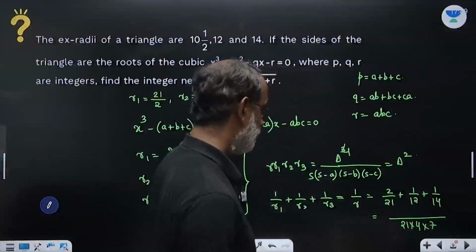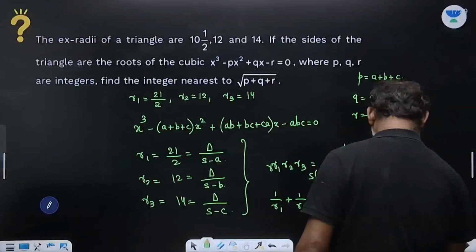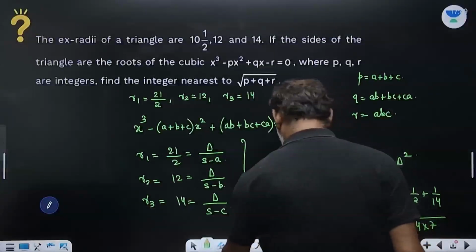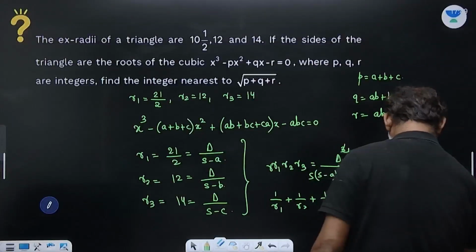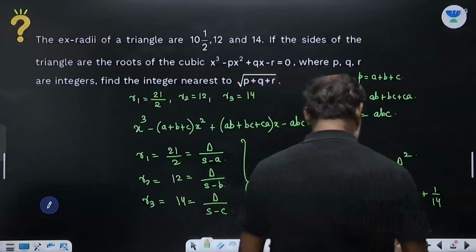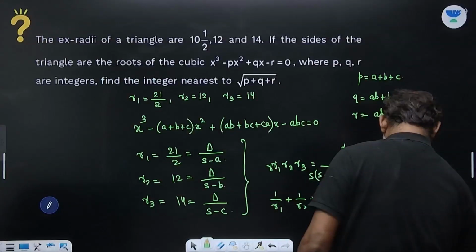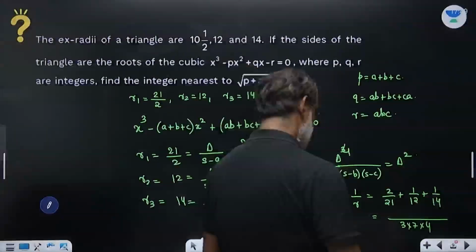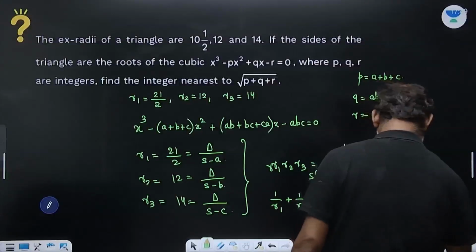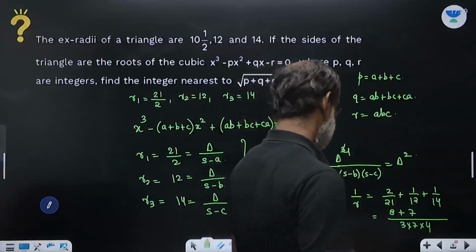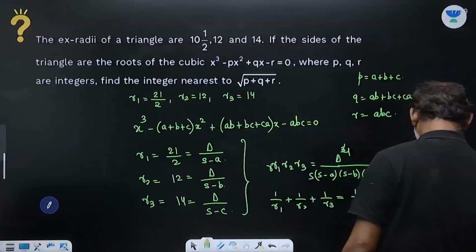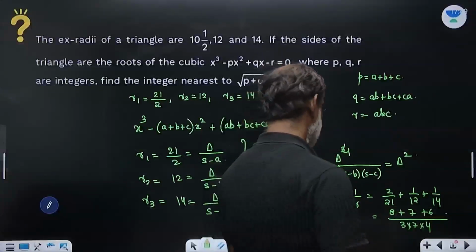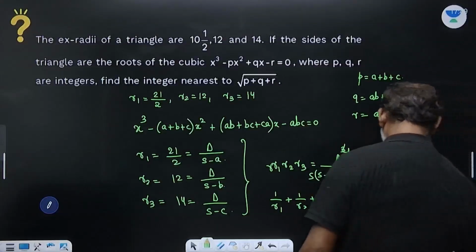So 7 for your 56. Why are we writing 7 again? What is the LCM? 3 into 7 into 4. So this is 8 plus 7 plus 6. So this is 8 plus 6, 14, 21 by, this is 1 by 4. So R is 4.